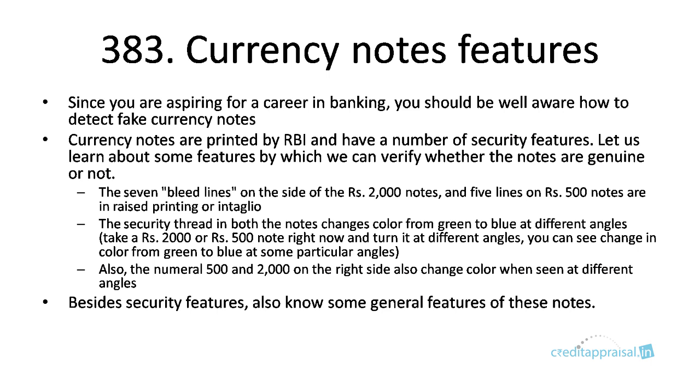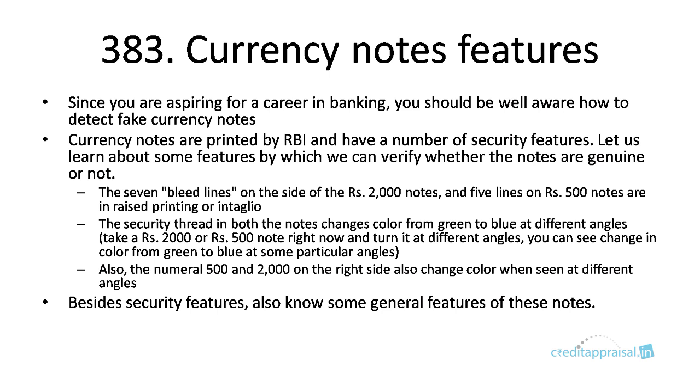Intaglio means raised printing. So if you run your fingers around, there will be some bleed lines. If you see a 2000 rupee note or 500 rupee note, there will be something called bleed lines. There will be 7 bleed lines on the side of the 2000 note and 5 bleed lines on the 500 note. If you run your finger on those lines, you will feel it's a sort of raised printing. It's not plain paper. There will be some raise. That's known as intaglio. So that is one feature.